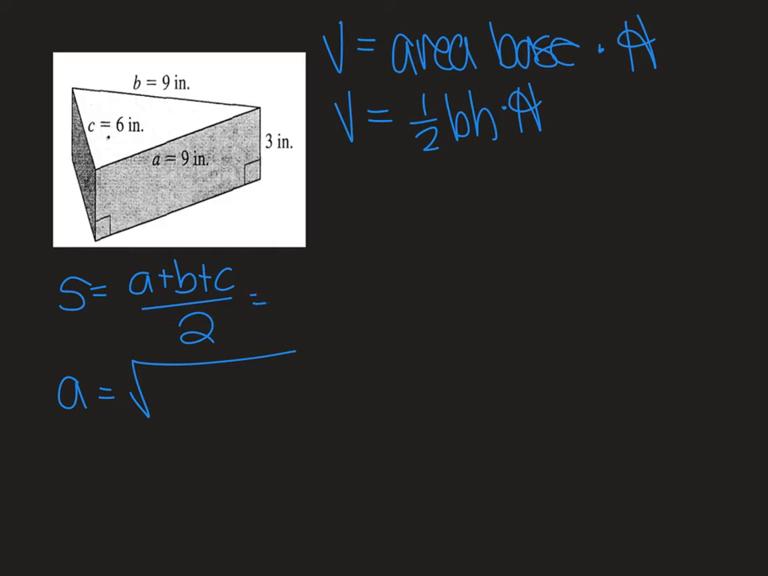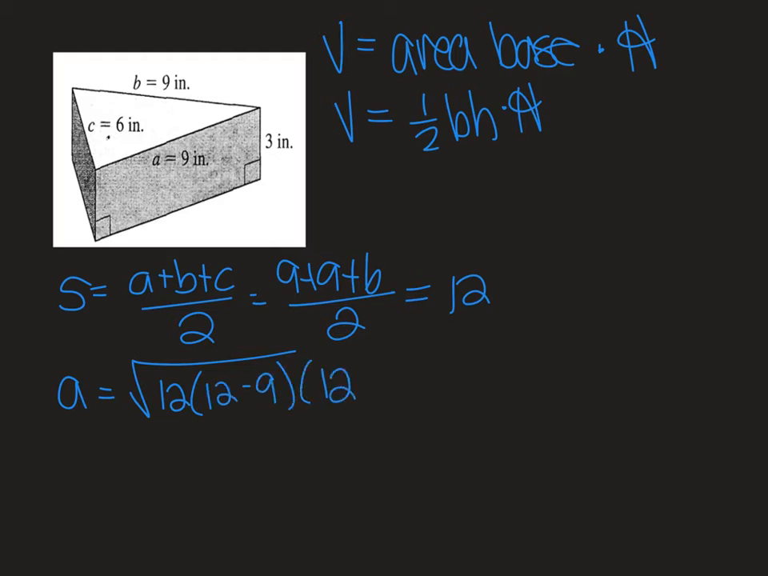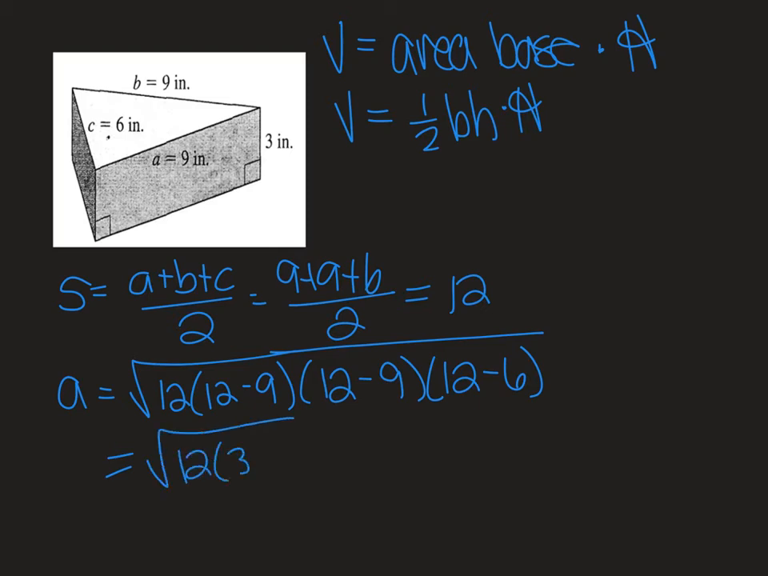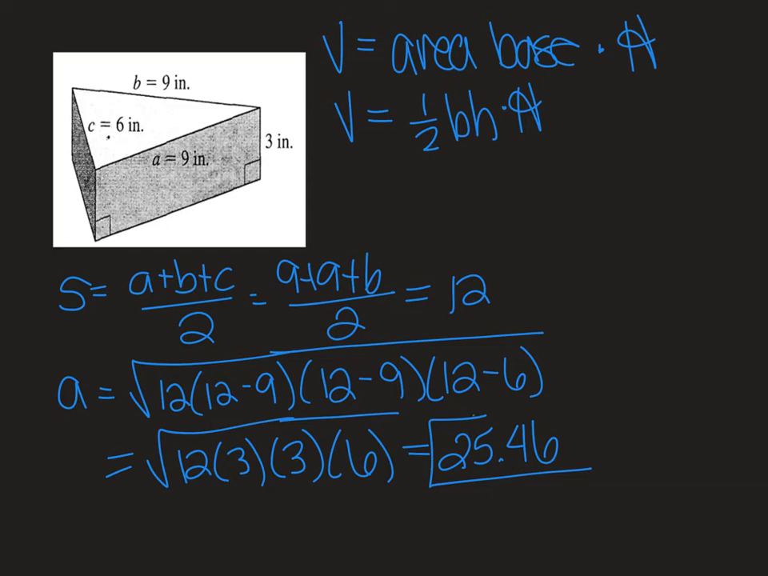So let's start here. So I have 9 plus 9 plus 6 over 2, which will give me 12. So then I have 12 times 12 minus 9 times 12 minus 9 times 12 minus 6. And that's all under that square root. So then I have the square root of 12 times 3 times 3 times 6. And that should give you 25.46. So this value, this 25.46, is actually the area.